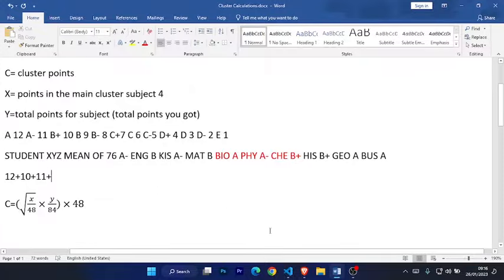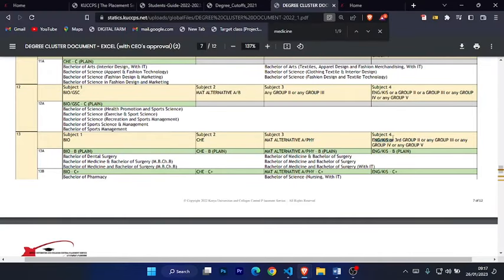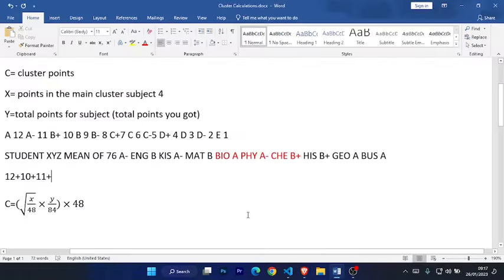Now the last subject. We come here and see subject 4, it's either English, Swahili, or that group 2, or any group 3, or any group 4, or any group 5 subjects. So here we can basically take any other subject that she has the highest grade. In that case, she has an A minus in Kiswahili, but she also has an A in Geo and an A in business. So we can go with 12 points.